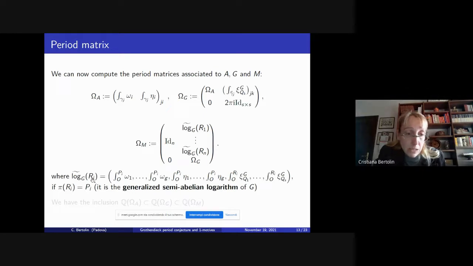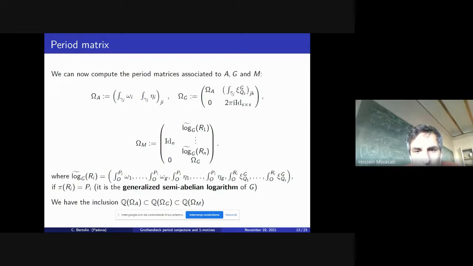These semi-abelian logarithms are just, I recall that the points R_i project onto the points P_i because we have an arrow from G to A. So these generalized logarithms are first the integration from the origin to P_i of the differential form of the first kind. Then you integrate from the origin to P_i the differential form of the second kind. And then you integrate from the origin to R_i the differential form of the third kind. So you see that the field generated by the periods of A is contained in the field generated by the periods of G, and it is contained in the field generated by the periods of M.